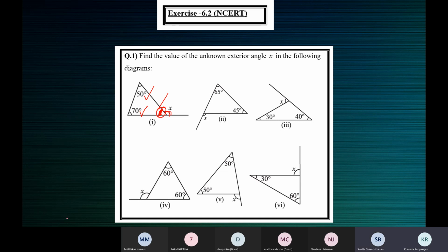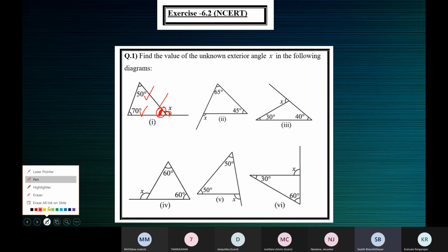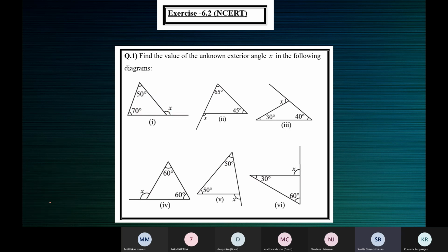Ma'am, x is equal to 50 degrees plus 70 degrees, which is equal to 120 degrees. This property states that the sum of the two interior opposite angles is equal to the exterior angle. Correct, 120 degrees. All right, children.